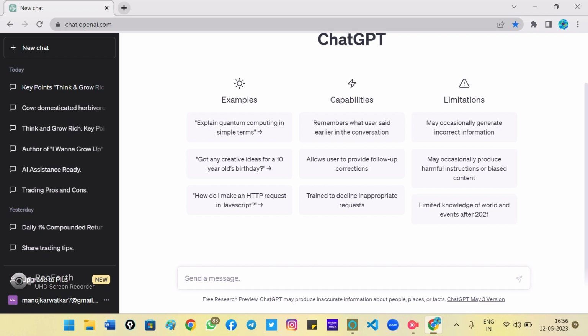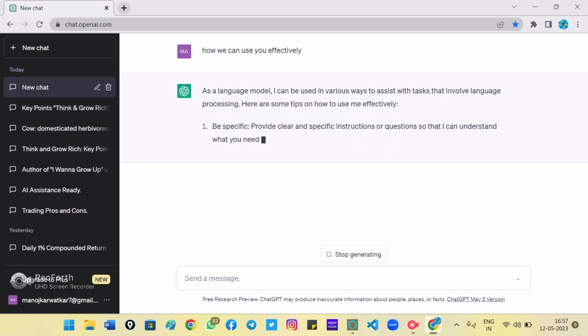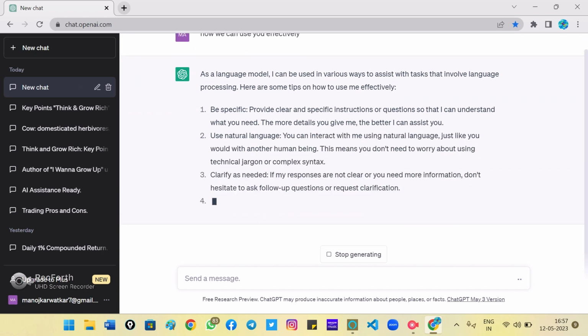I'm just demonstrating how easily we can use it. Whenever we type very correctly, specific things are given. Even to ChatGPT we can ask how we can use you effectively. Okay, so it is already showing about itself how we can use it. See, be specific. Just a demonstration I'm giving you.